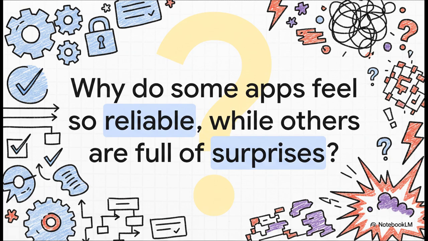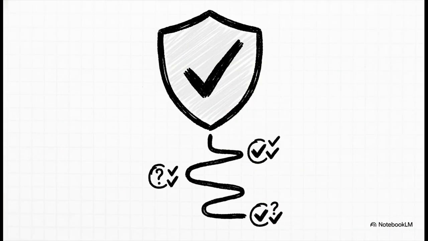Some apps, you open them up and they just work. They feel smooth, dependable. And then others, it feels like a total gamble every time you use them. So what's the difference? What is that secret ingredient that makes you trust a piece of software? Well, it turns out that feeling of trust is not an accident. It's not magic. It's something that's built very deliberately, piece by piece. It's all about a process of checking and rechecking, making absolutely sure the software does what it's supposed to and doesn't do anything it isn't.